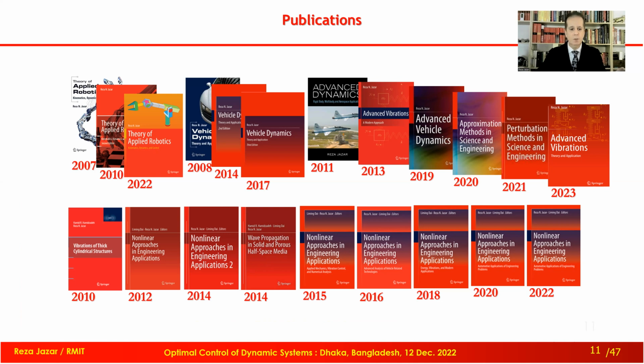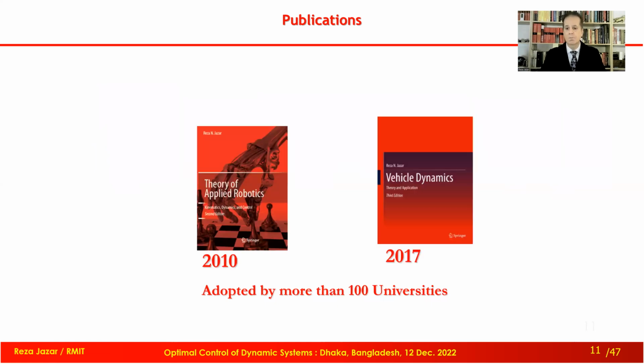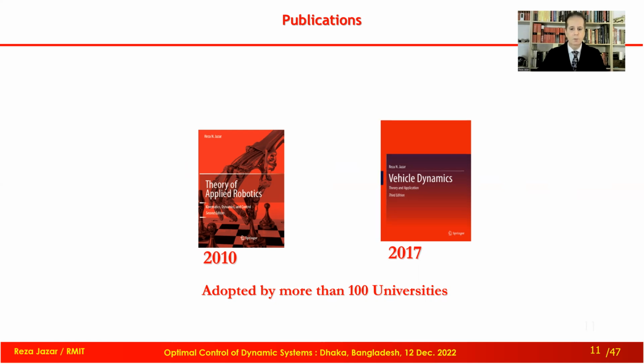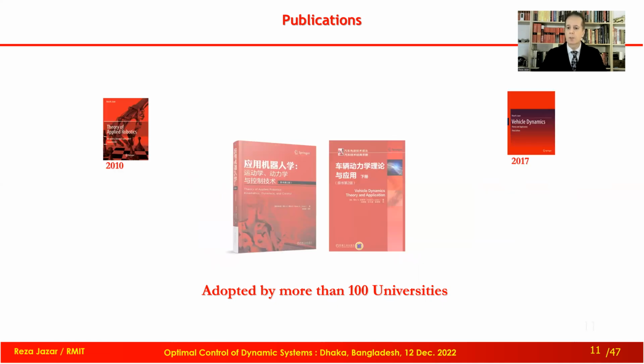Anyway, out of these books that you can see, these two are very, very famous. Well, famous means according to the market. To me, all of those books are fantastic. But these two, according to the market, are very famous. Many universities, maybe more than 100 universities, are adopting these two books for teaching robotics and vehicle dynamics. And because of that, they have also been translated to several languages. Here you can see the Chinese version of these two books.